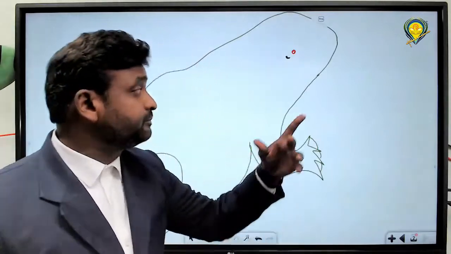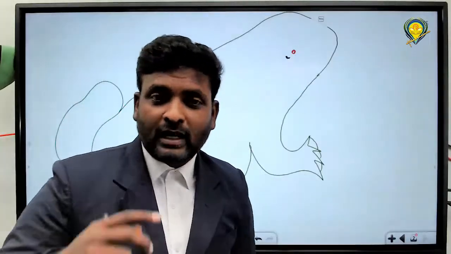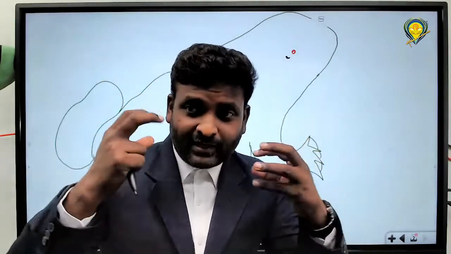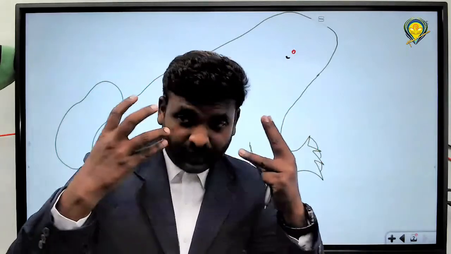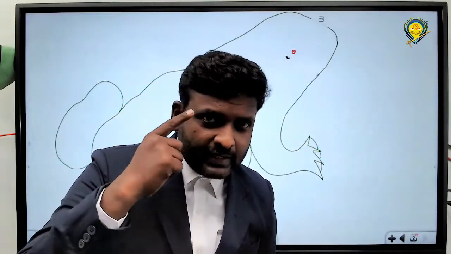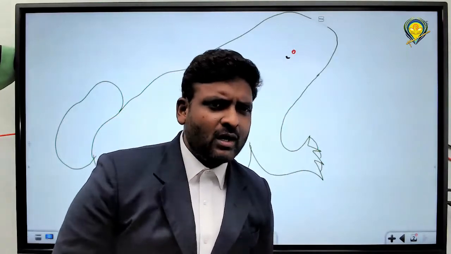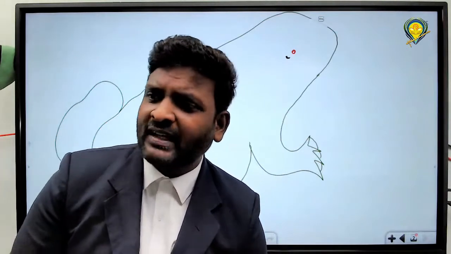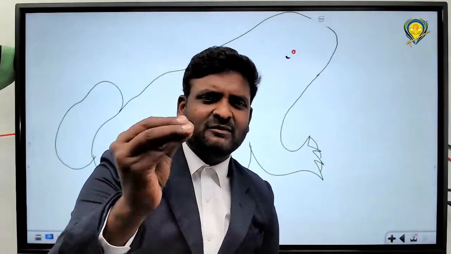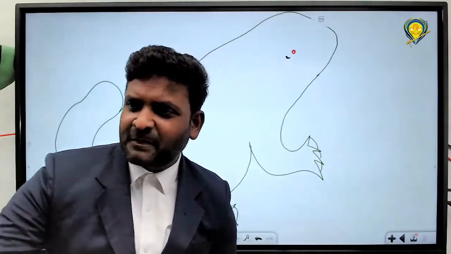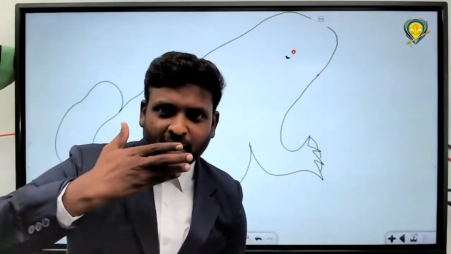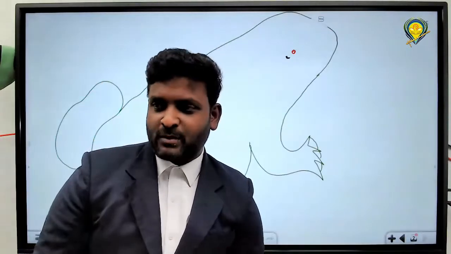And another one, eyes. A pair of eyes, and the two bulged eyes. Bulged eyes means they come out somewhat, right? And that is covered by a membrane called the nictitating membrane. What is it? Nictitating membrane. It's a transparent membrane.